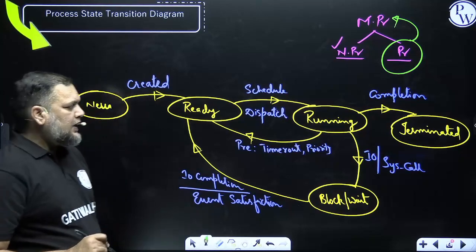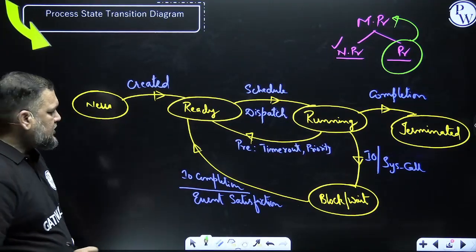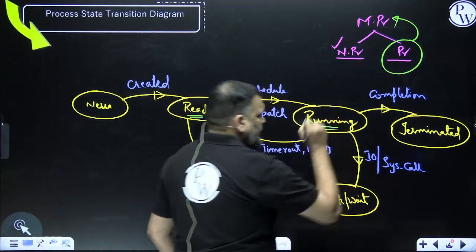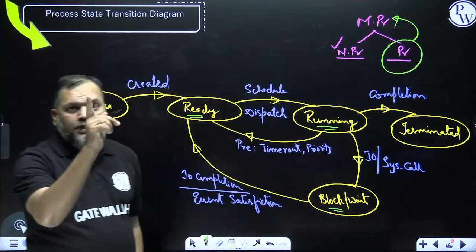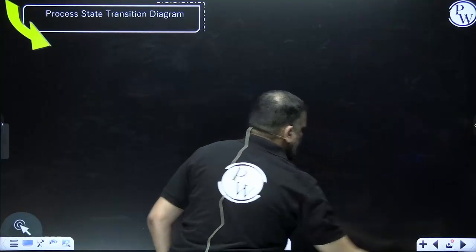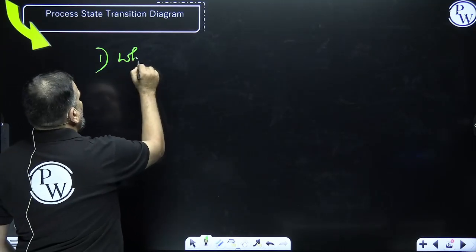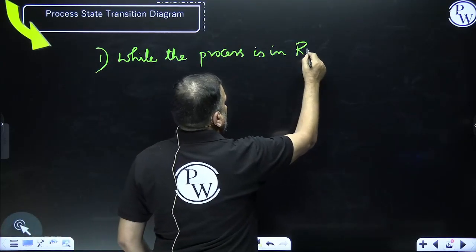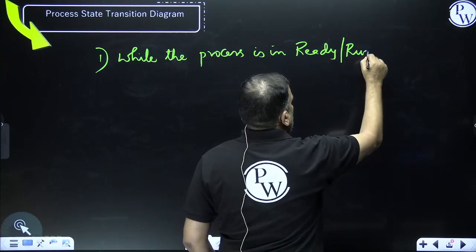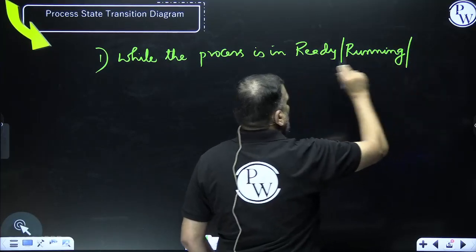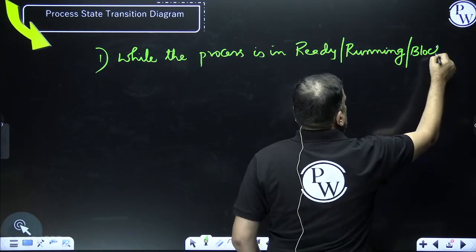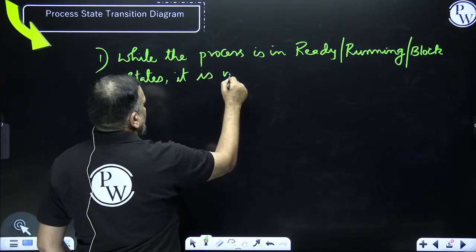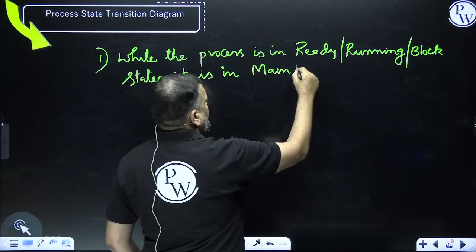Here I would like to tell you one more important aspect with regard to this diagram. You have to remember always that while the process is in ready state, running state, or block state, it is always in main memory. Let me write that point here. Point number 1, while the process is in ready, running or block states, it is in memory, in main memory, physical memory. You can say RAM. This is a very important point, generally people don't pay attention and go wrong.